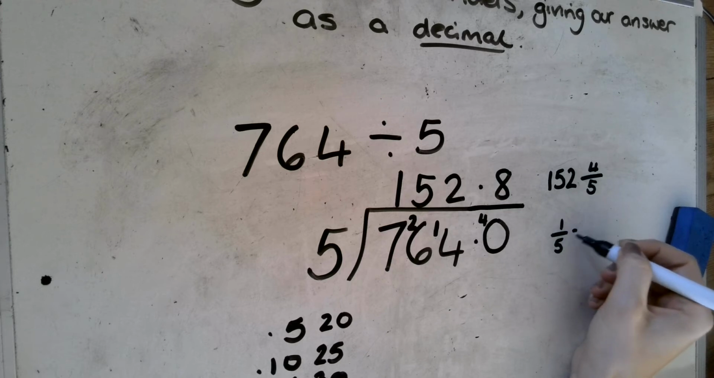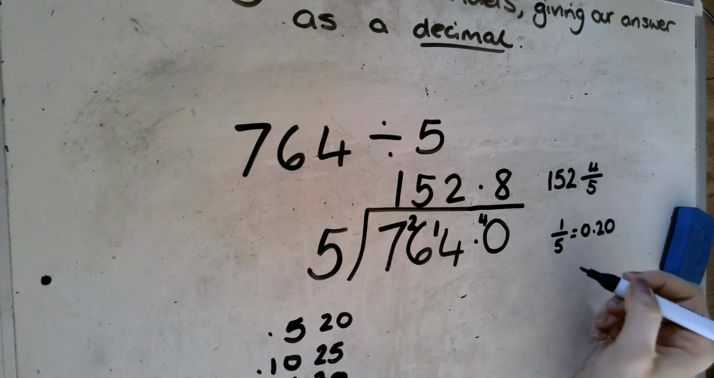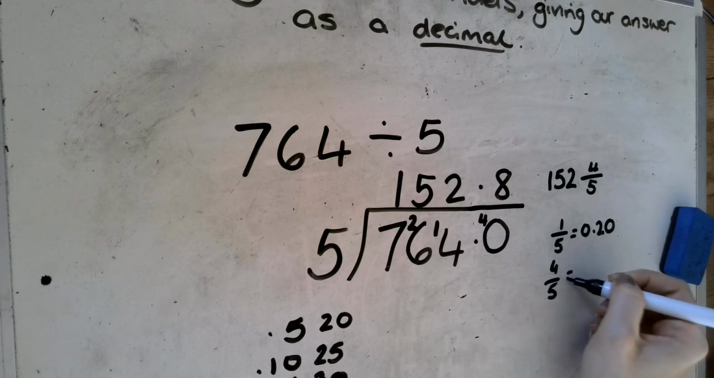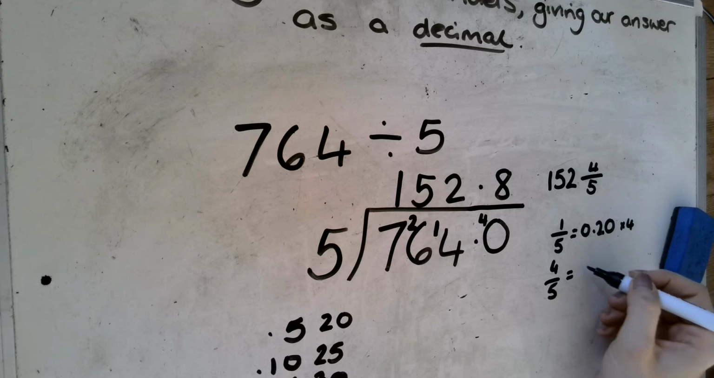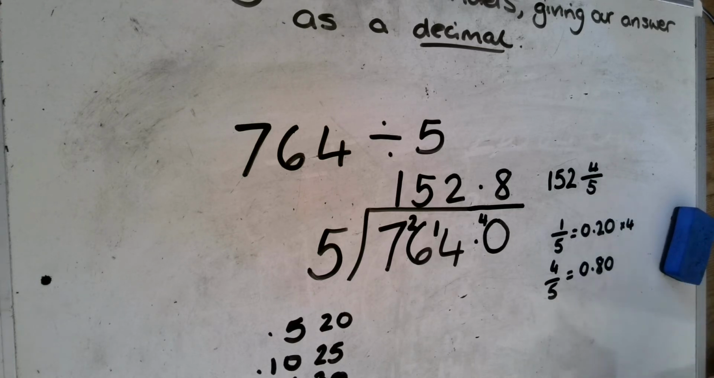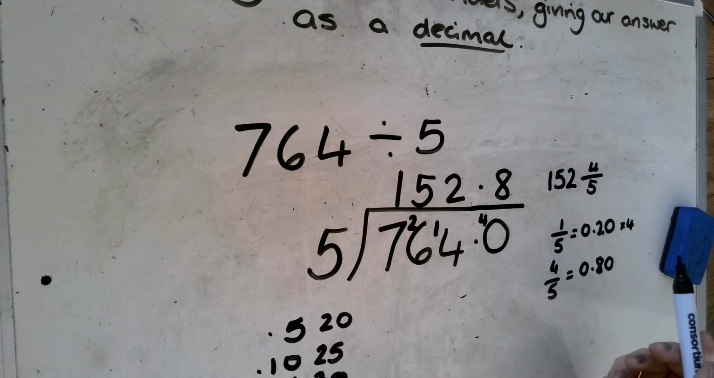1/5 is 0.2 or 0.20. So 4/5 would be 4 lots of 0.2, which would give us 0.80, which was what we've got here.